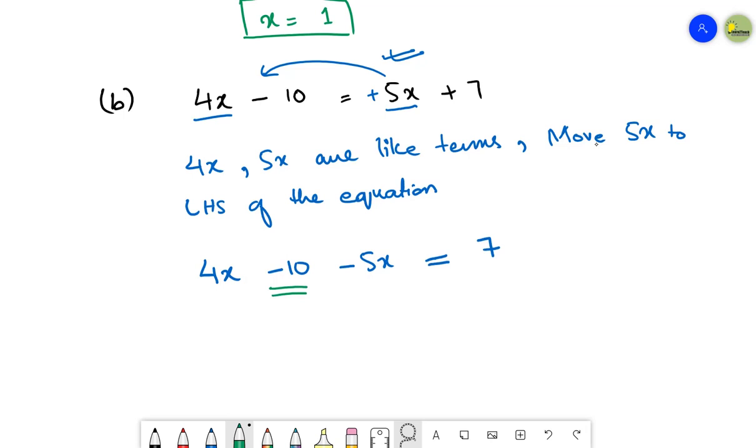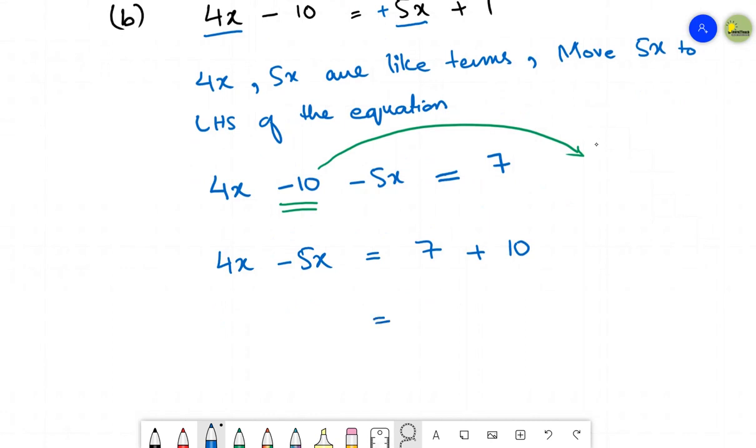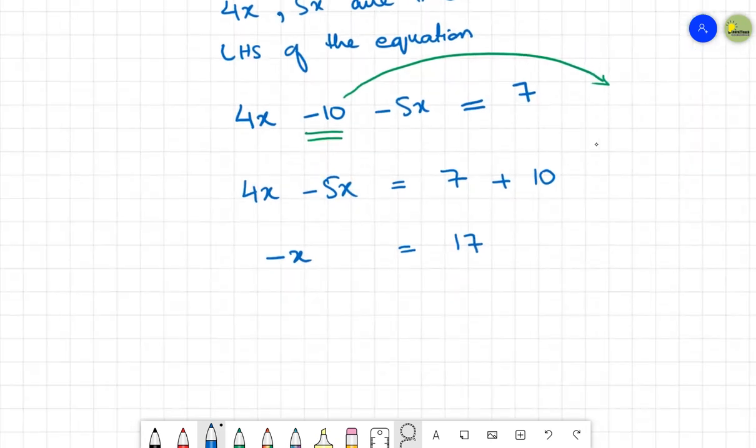There is no need for minus 10 over here. So what you need to do is shift it to the right hand side of the equation so that minus 10 can be solved with 7. Both are like terms since both are constants. So you can do it like this: 4x minus 5x minus 10, when shifted to the right hand side, the sign will be changed. It will become plus 10. So 7 plus 10 is 17. 4x minus 5x will give me minus x equals 17.